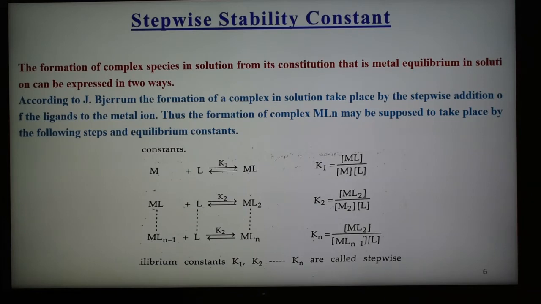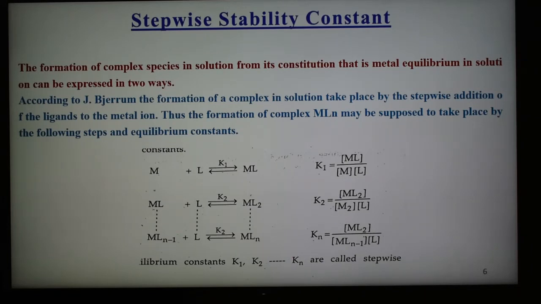The first is the stepwise stability constant. In the case of stepwise stability constant, stepwise addition of ligand takes place and we get the complex. In this complex, the K1, K2, K3 or Kn shown on the arrows are known as the stepwise stability constants of the complex.